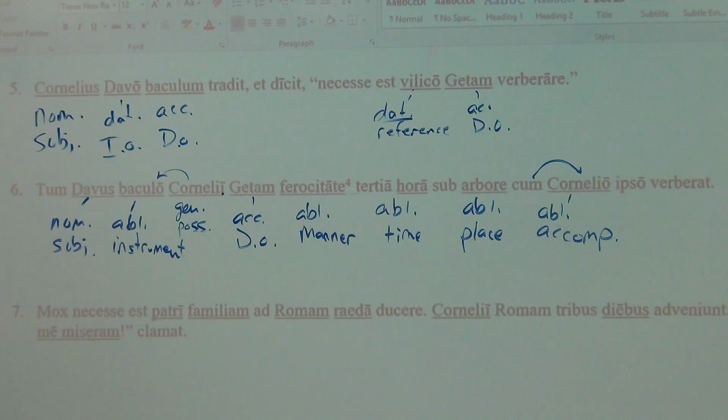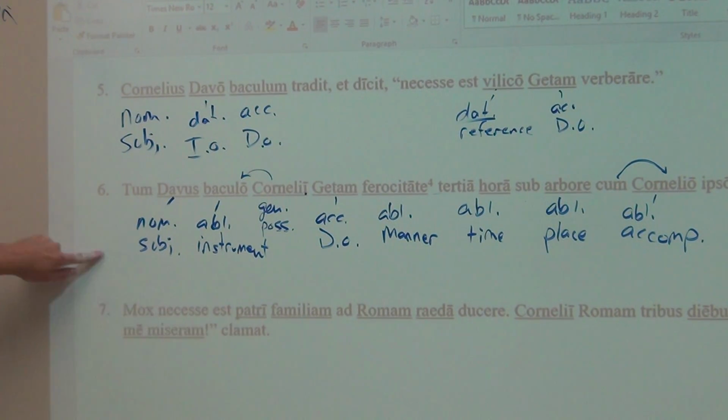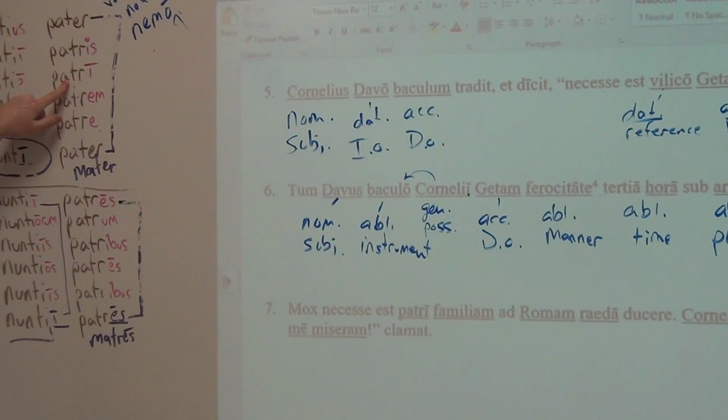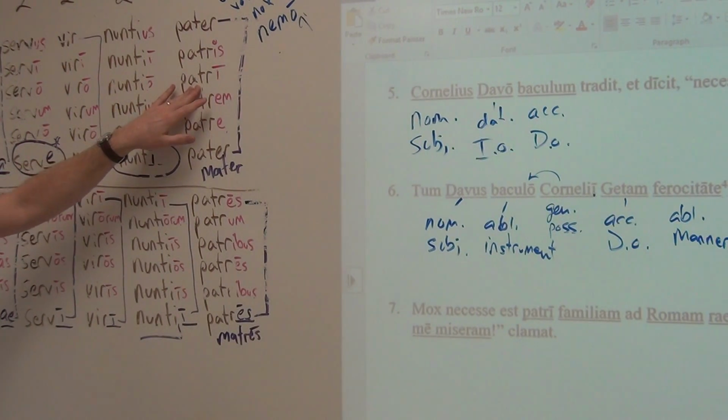On to number 7. Soon it is necessary. Patri, if you would see, is in the dative case. People often see patri and they think it's nominative plural. But no, patri is dative.